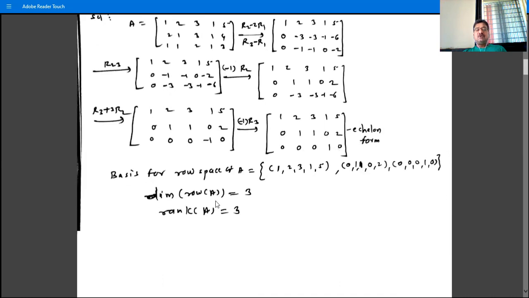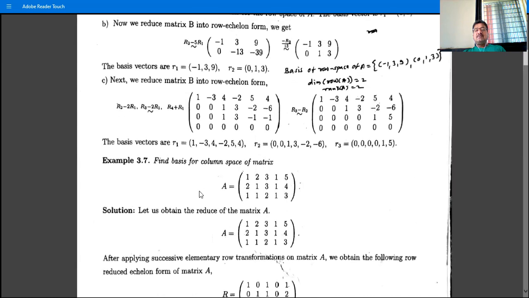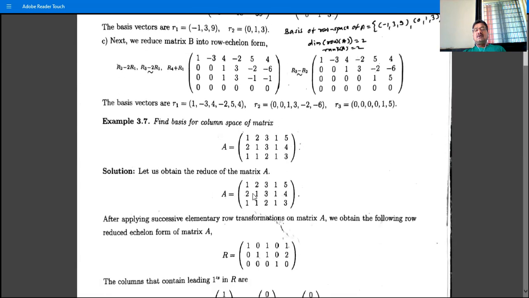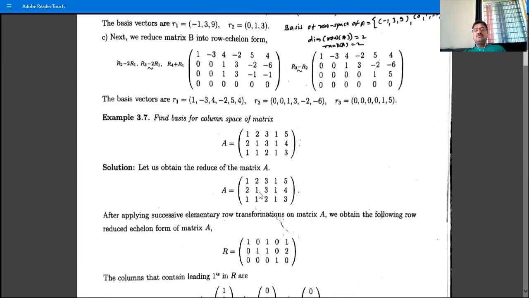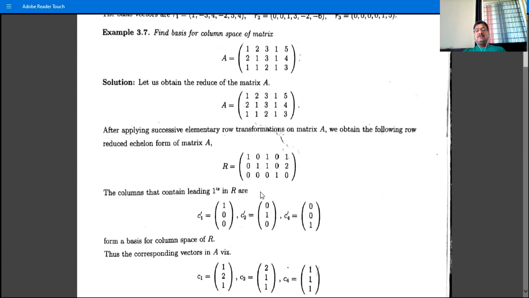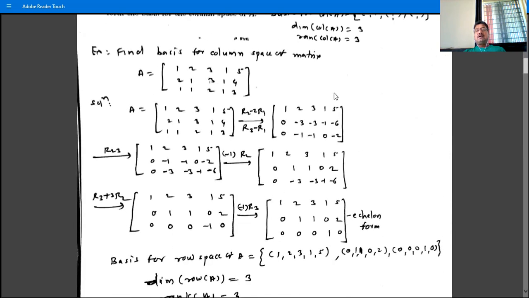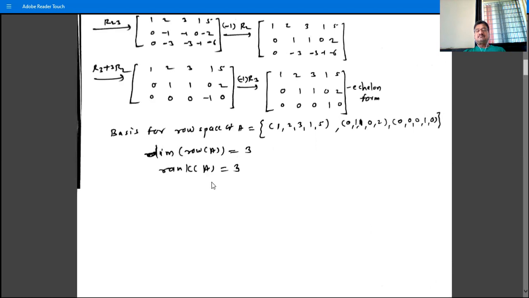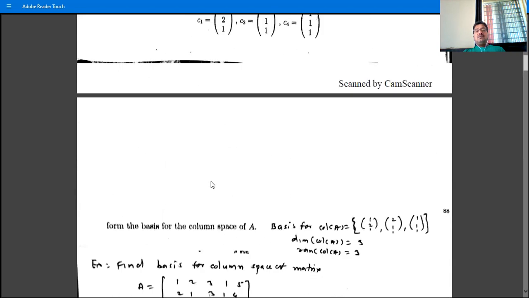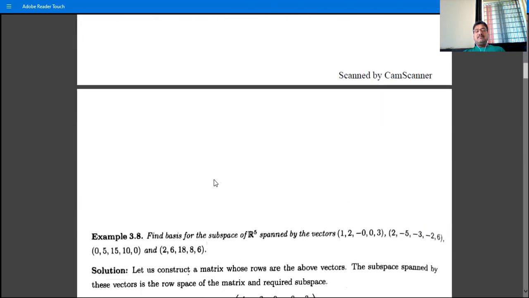The dimension of the row space of A is 3, and the rank of A is 3. So in this example, we have verified that the dimension of the row space of A and the dimension of the column space of A are both 3, both the same. And this is called the rank of A.